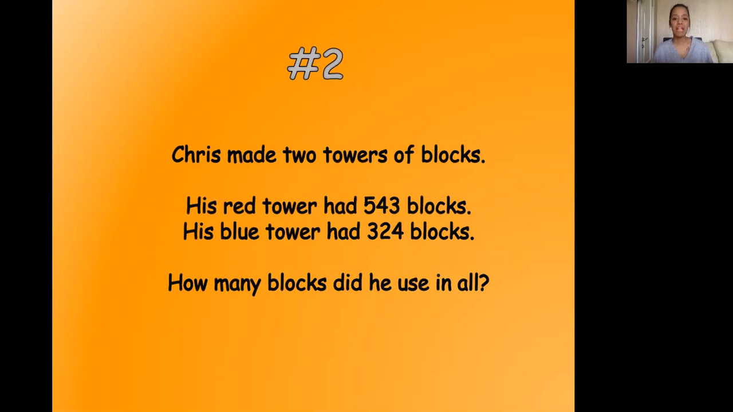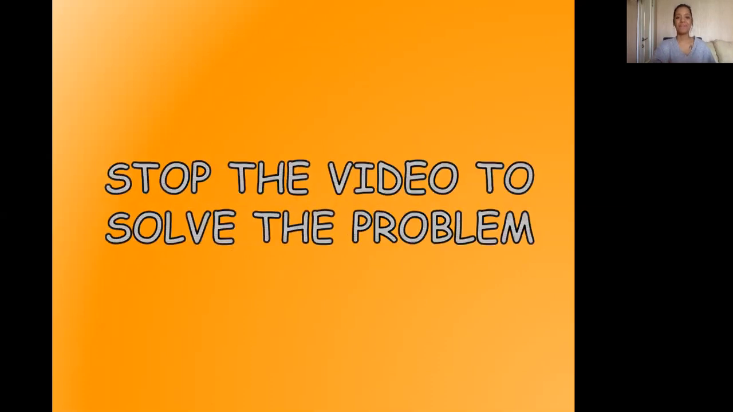Question number 2. Chris made 2 towers of blocks. His red tower had 543 blocks. His blue tower had 324 blocks. How many blocks did he use in all? Okay, again, stop the video to solve the problem.